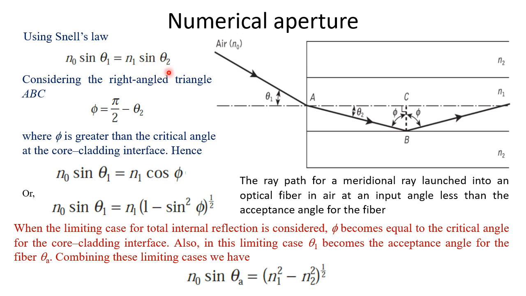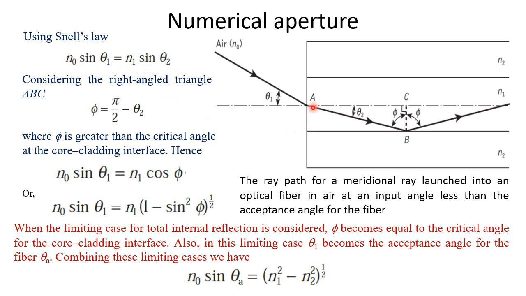Now we must have another way of representing this acceptance angle, that is called the numerical aperture. According to Snell's law, n0 sine theta 1 equal to n1 sine theta 2, where theta 1 is the incident angle. This region is the air medium, so its refractive index is n0, and for the core region we have refractive index of n1, and for cladding it is n2. So Snell's law is telling that n0 sine theta 1 equal to n1 sine theta 2, right?